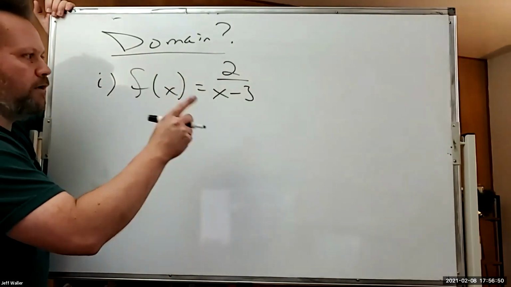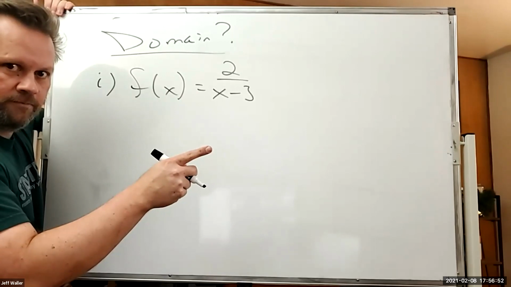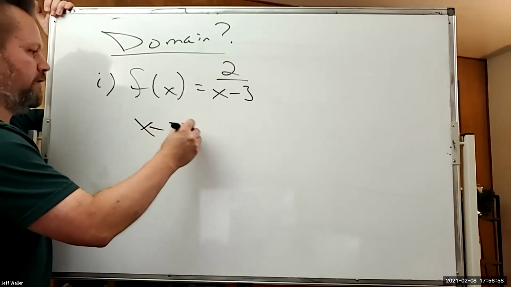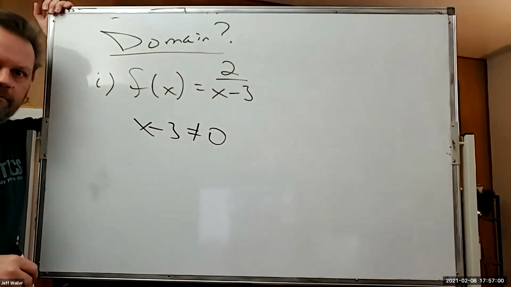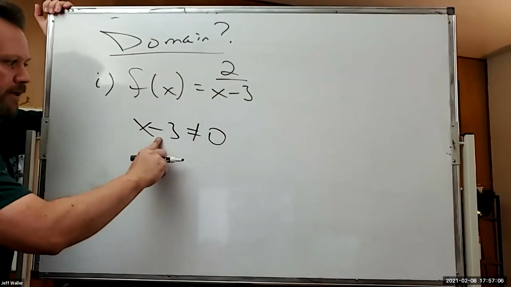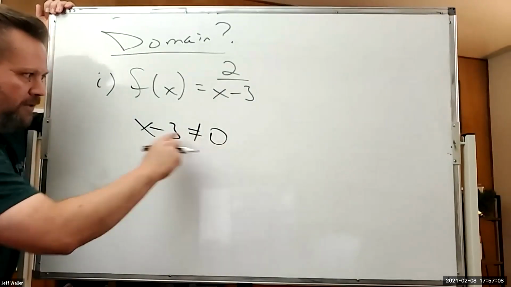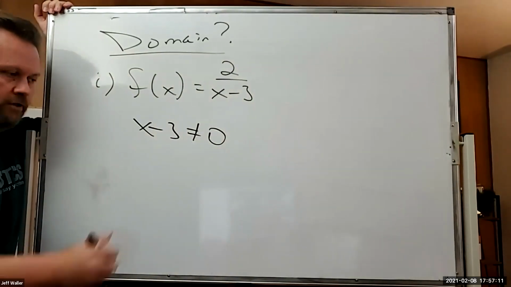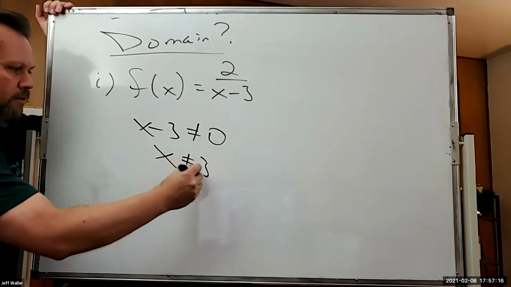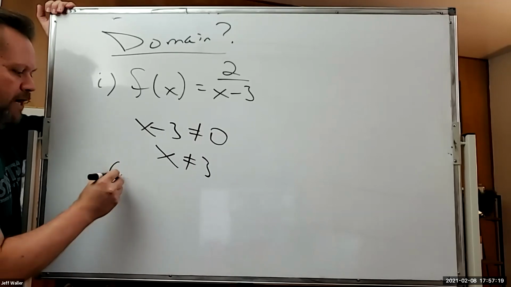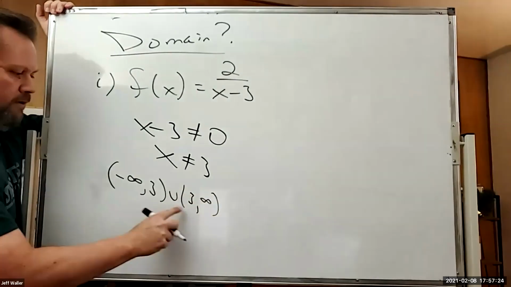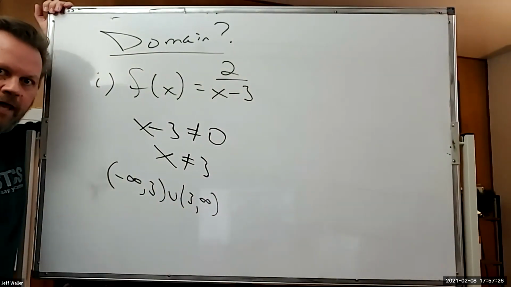So, domain means all the x's that have an output. This kind of function cannot have an output if the bottom is 0. So you say to yourself, in English, what's the issue with this? The bottom cannot be 0. And then you write that in Mathish. So what can x not be? 3. If you want to be really hyper-technical, it would be negative infinity to 3, and then start over again, 3 to infinity. So that would skip 3. That would be the domain.